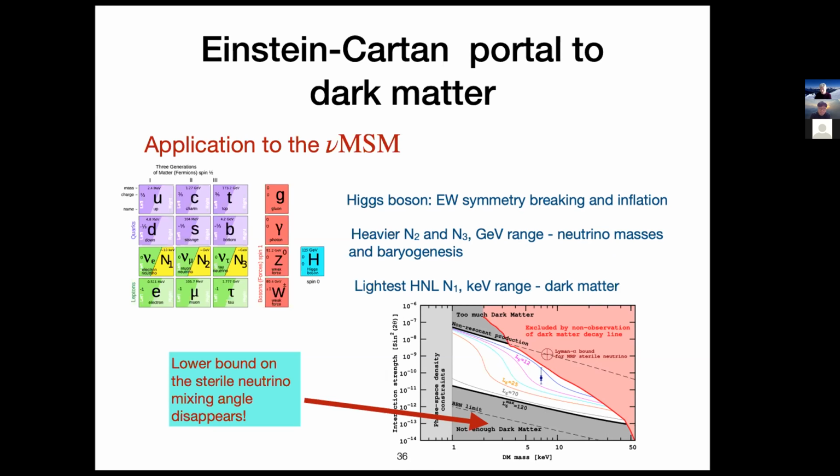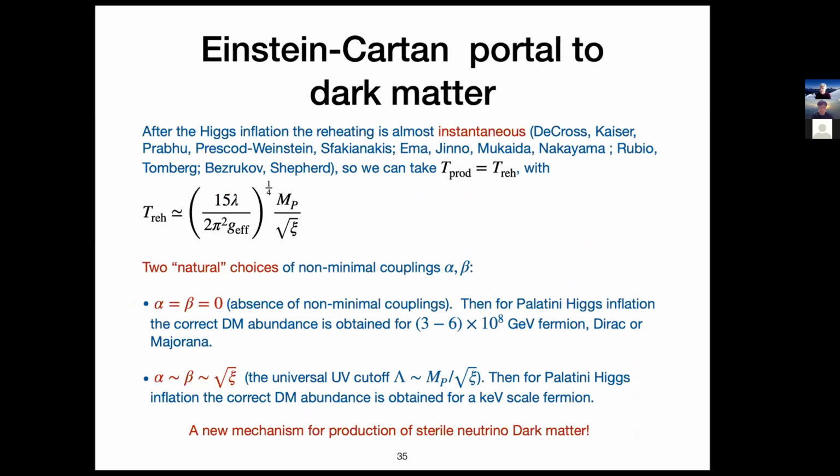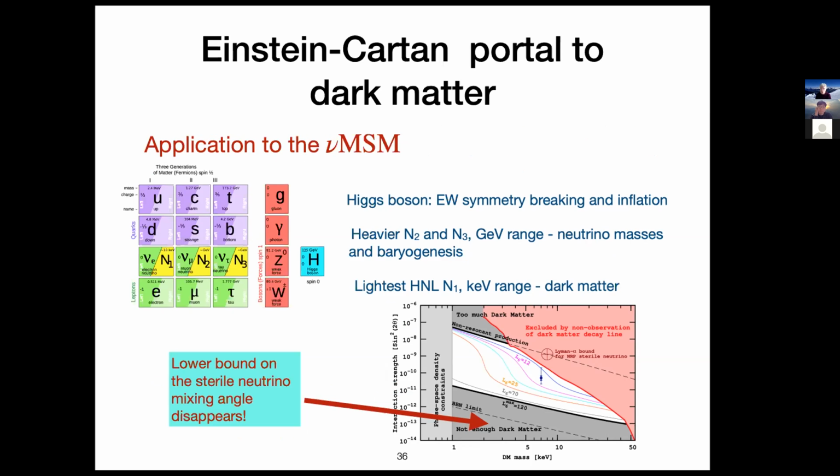People normally, including myself, were saying that there is an upper limit on the strength of interaction of this particle to everything else. This is the mixing angle, but there is also a lower limit, because if this coupling is very small, then no particles of this type can be produced. This mechanism of fermion interaction allows us to produce this particle, and no constraints of the previous type are applicable to that. So that I find interesting.